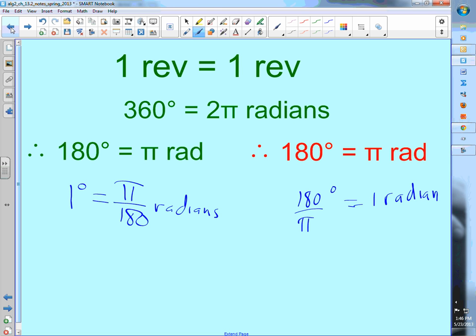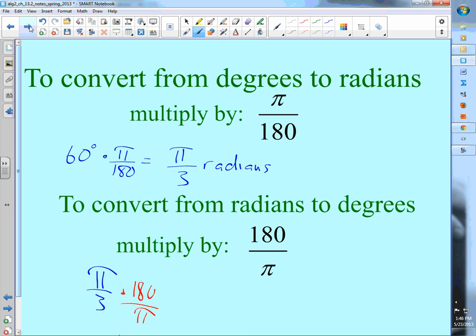That gives you the 1 degree. That tells you how to convert from degrees to radians. Every 1 degree is pi over 180 radians. And over here, you do just the same thing, except you divide by 2 pi or by pi. And if you want the degrees, you multiply by 180 over pi. Okay?